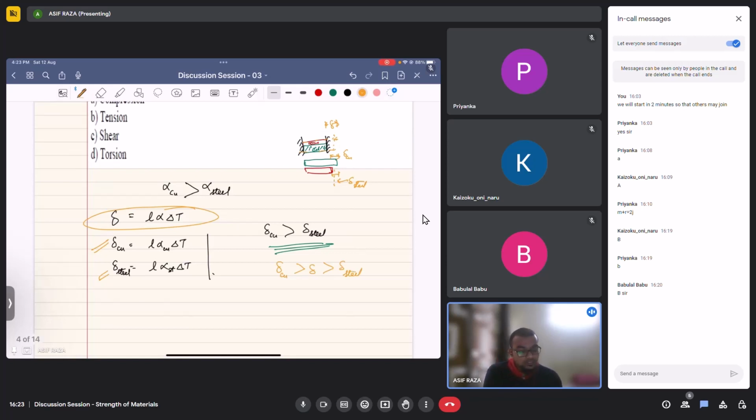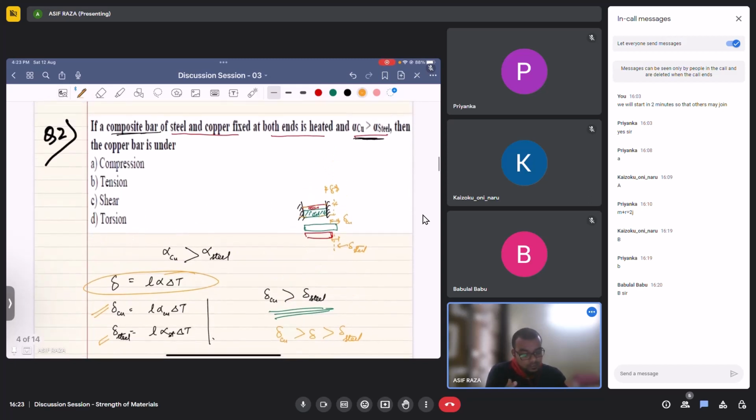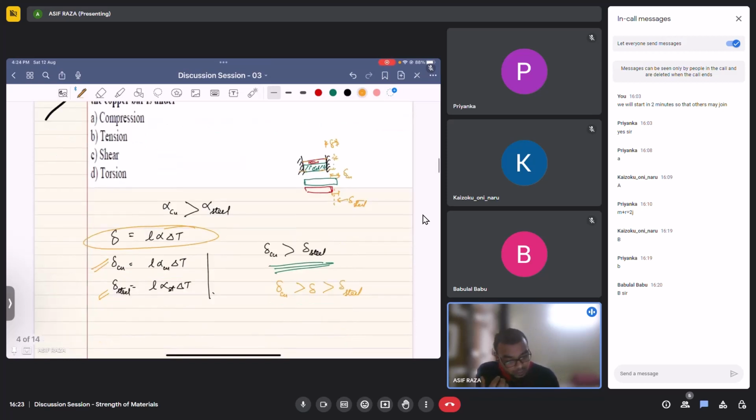Since copper would have extended more if it had been expanded freely, but it is allowed to expand only till delta, you are compressing it. You are not allowing it to extend more, so the body will generate compression.